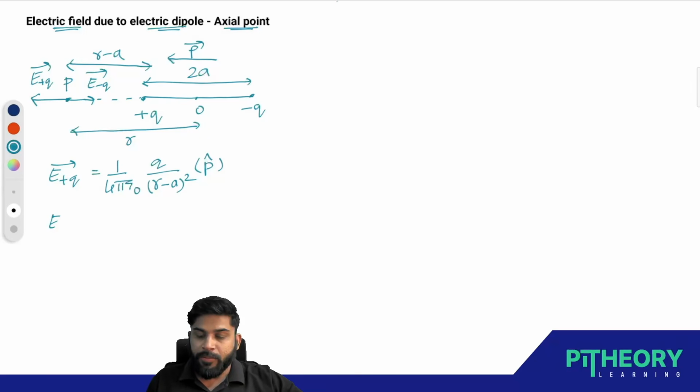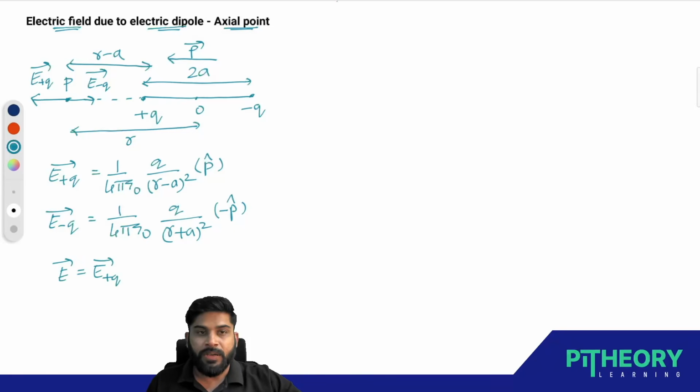And the electric field due to minus Q, we can write as 1 by 4 pi epsilon 0 Q divided by the distance from minus Q to P. What will that be? It is R plus A the whole square, right? And the direction of it, you see, is opposite to the dipole moment. So I'm taking it as minus P cap, correct? And the net electric field you can write as the sum of these two, E plus Q plus E minus Q.